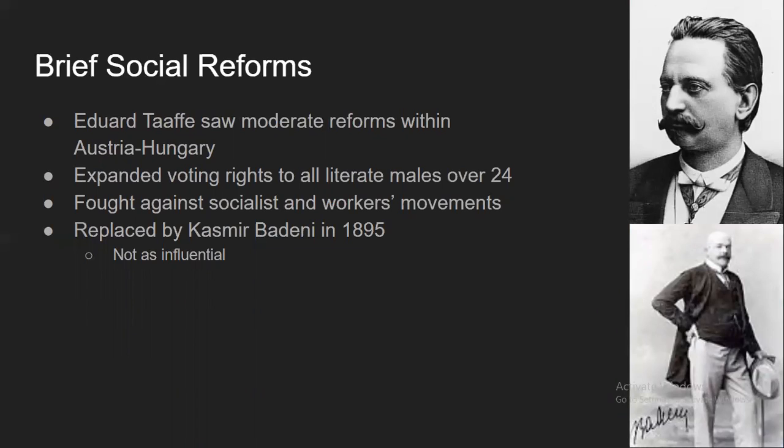All right, so now we're going to talk about some brief social reforms. Following the long period of uncertainty in the empire, there were a few minor positive reforms in the late 1800s, mostly from Edward Taaffe. Literate men over 24 could now vote, which made the empire more modern and democratic. There were some socialist movements, but these were quickly put down and repressed. Then in 1895, he was replaced by Casimir Badeni, who was less noteworthy.